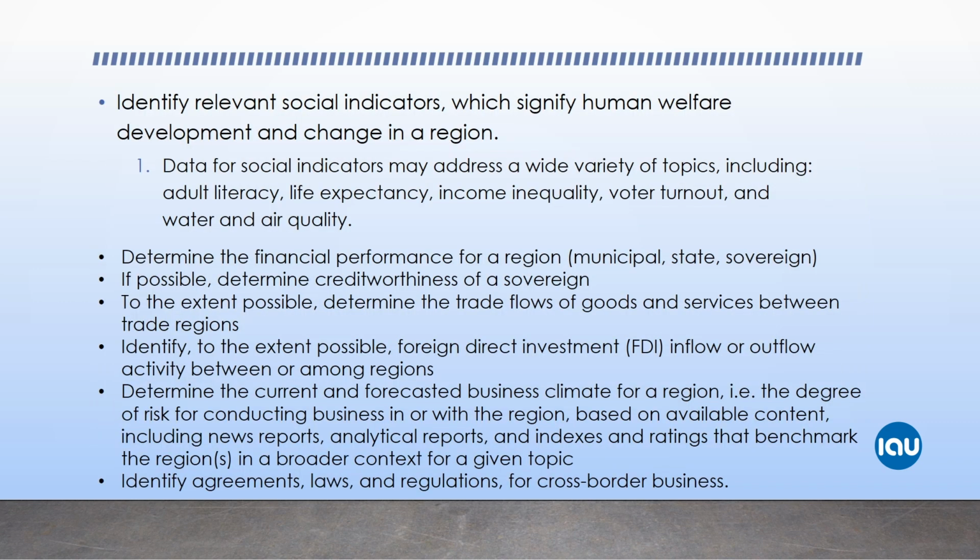So when you are searching for information about regions, you're going to want to look for relevant social indicators, which signify human welfare development and change in a region. Data for social indicators may address a wide variety of topics, including adult literacy, life expectancy, income inequality, voter turnout, and water and air quality.